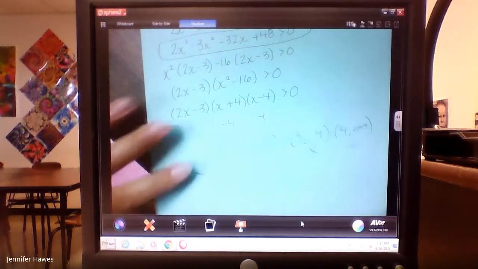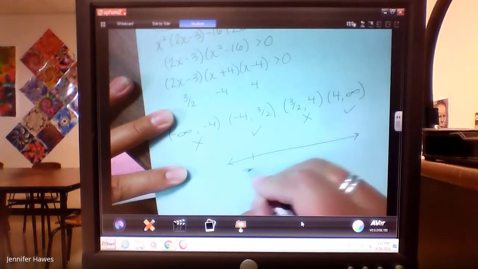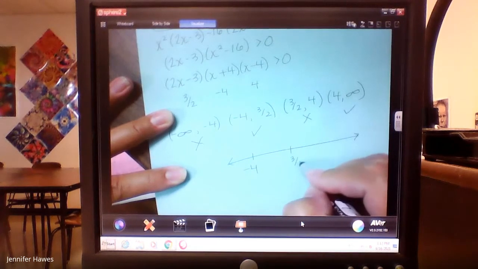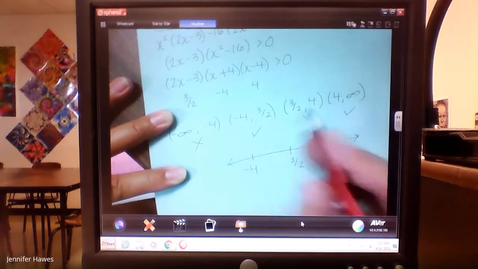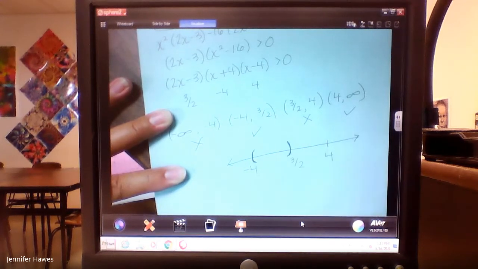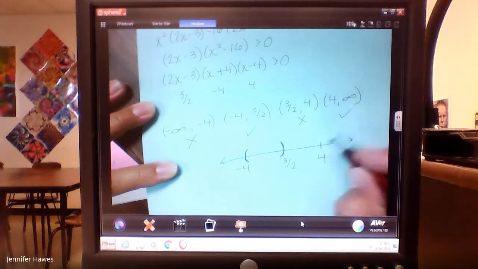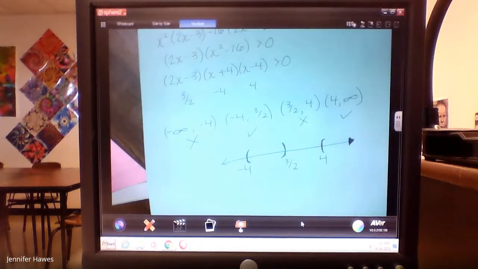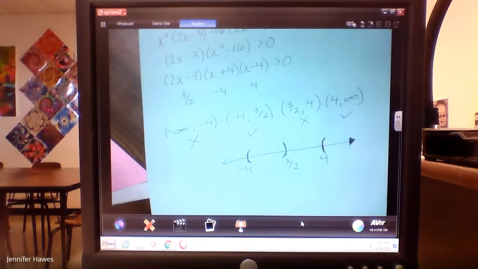Okay, so what we got here when we graph this? You got one closed and then one. So you got a -4. You got a double, and then you got a normal 4. This worked. So these numbers in here work. The other numbers that worked were 4 and anything bigger than 4. So those are the ones that work, the in-betweeners.